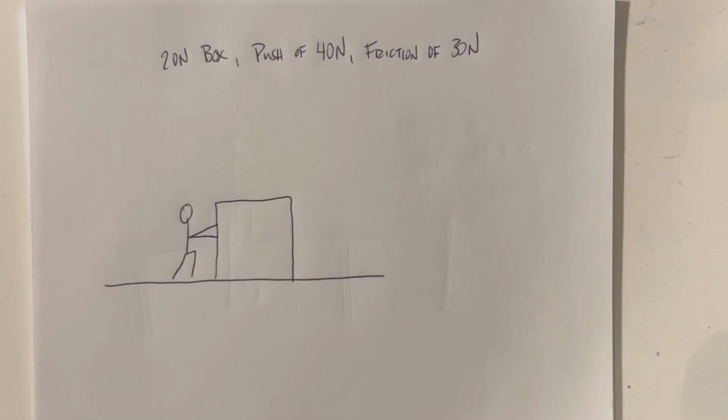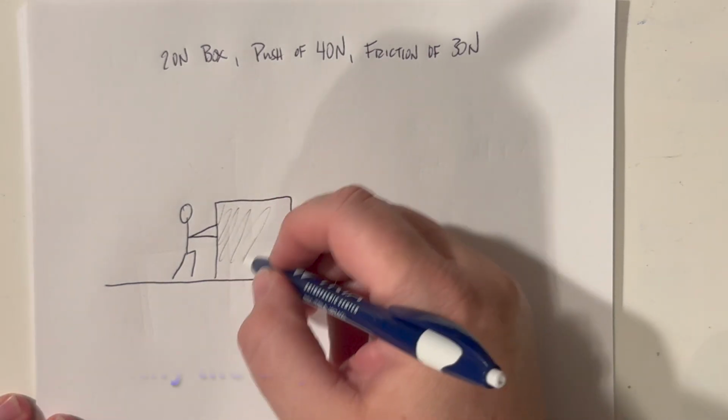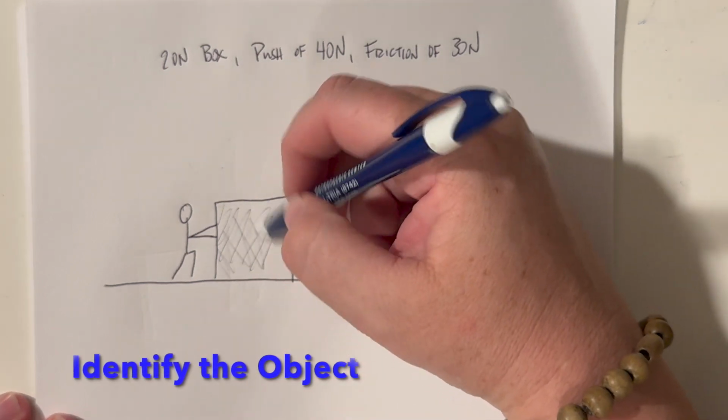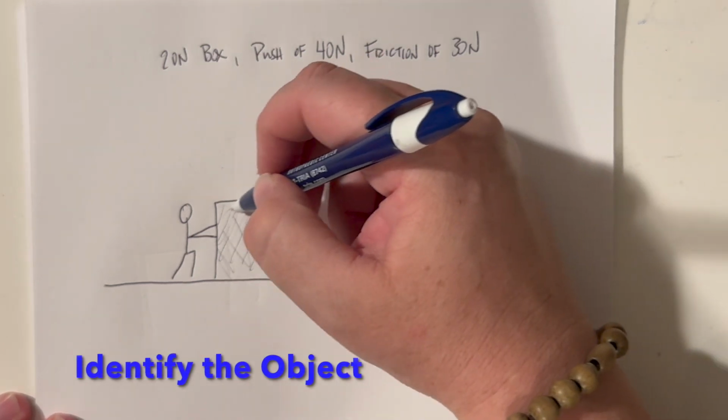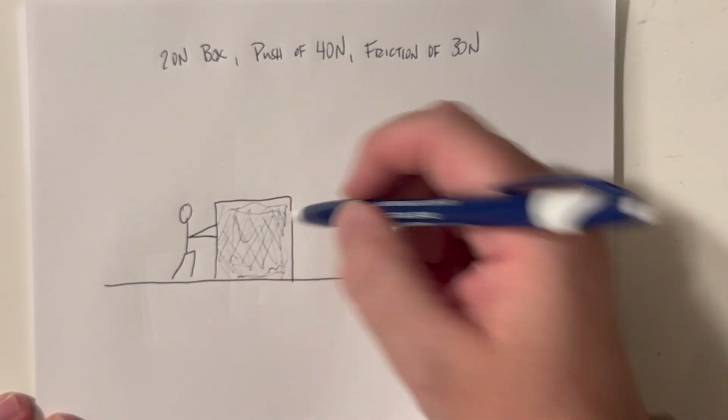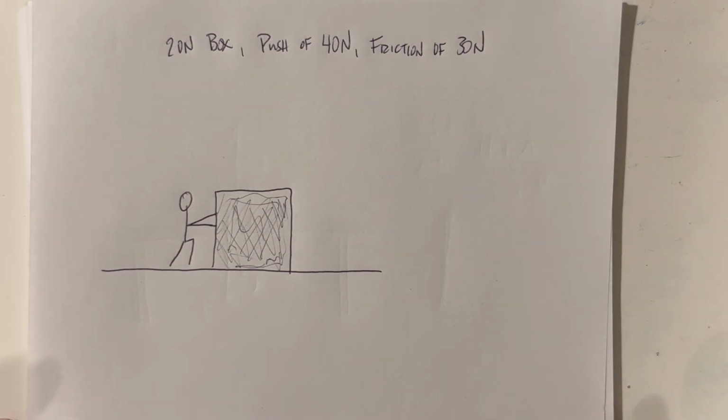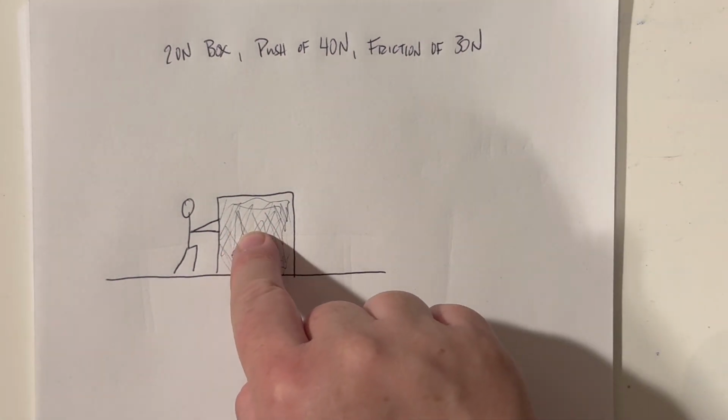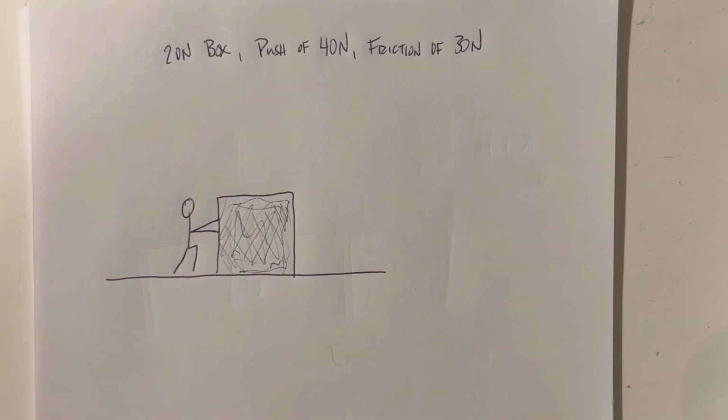For this one, we're going to have a 20 Newton box with a push of 40 Newtons and friction of 30 Newtons. So we'll still do the same thing. We'll identify what we're putting the forces on, and for this it will be this box. Most of the time it's a single object that you'll have. So this is my object that I'm dealing with. Everything else is happening, but we're looking at what's happening specifically on the box.